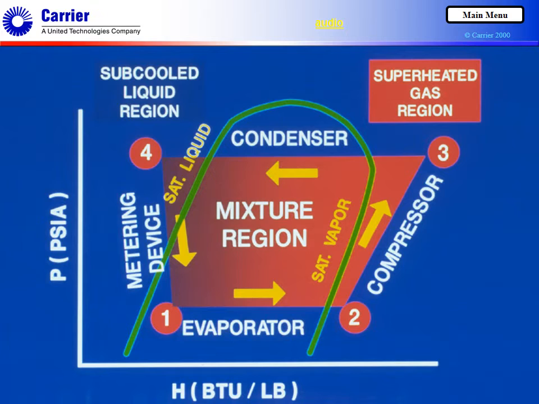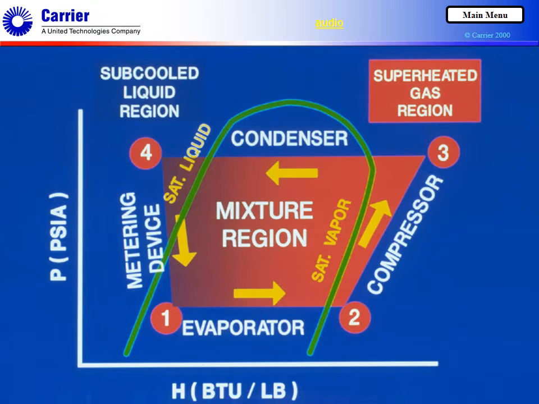Unlike the refrigerant's passage through the compressor, condenser, and evaporator, there is no change in the enthalpy of the refrigerant as it moves through the metering device. The straight vertical line connecting points 4 and 1 in the diagram falls on the same enthalpy line.